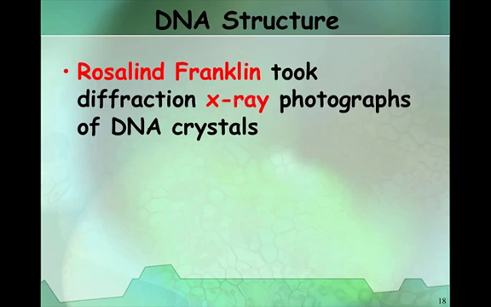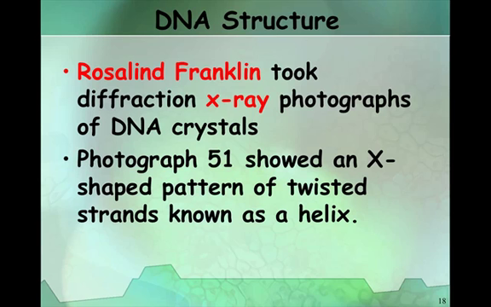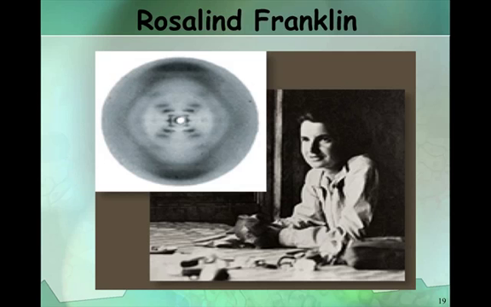How did they find DNA? There was a woman named Rosalind Franklin who took diffraction X-ray photographs of DNA crystals. And this is a very famous photograph called Photograph 51, which showed an X-shaped pattern of twisted strands that are known as a helix. And there would be the picture of the famous Photograph 51, that shows that X down the center.